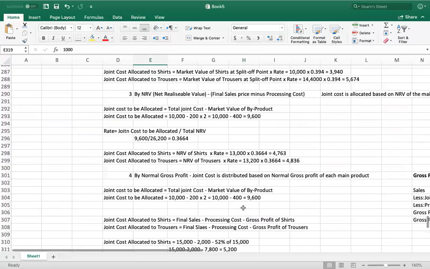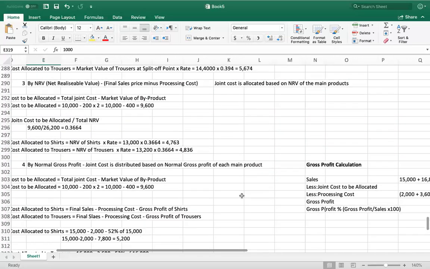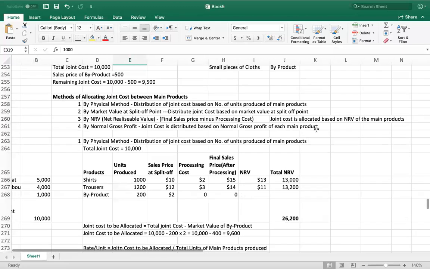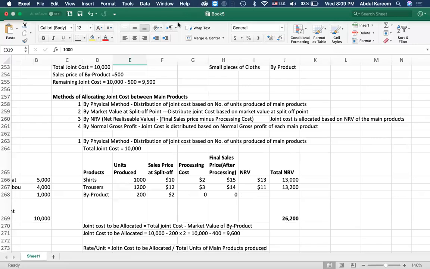Is it clear? This is a very comprehensive example, all methods with the help of one example. So you can do it one by one, by physical method, by market value, by net realizable value, or by normal gross profit margin. Clear?